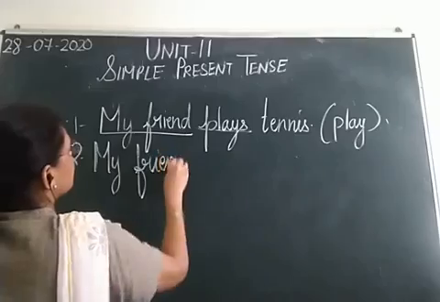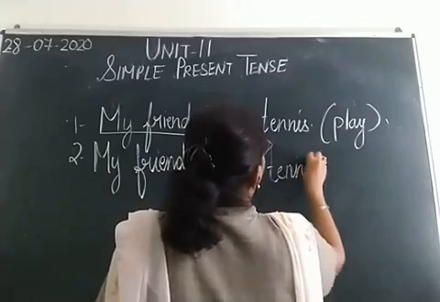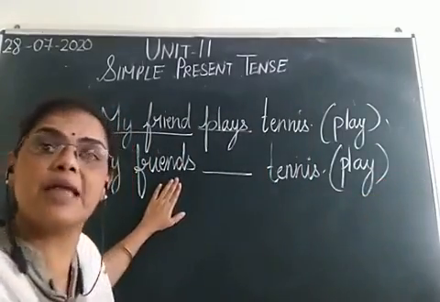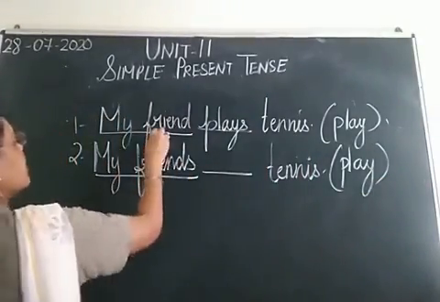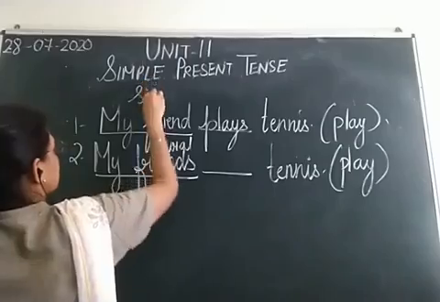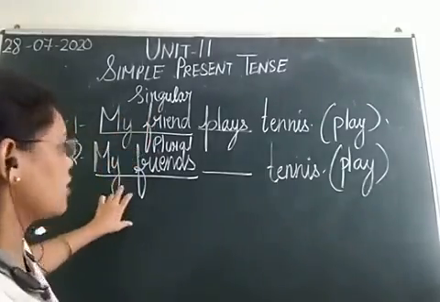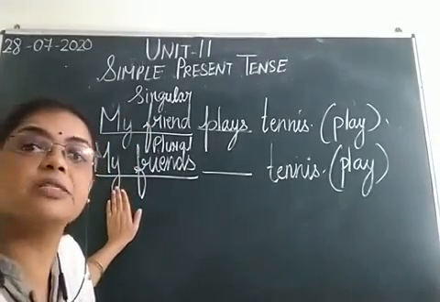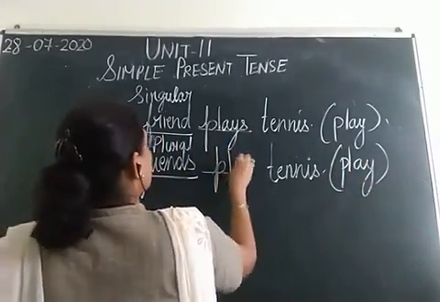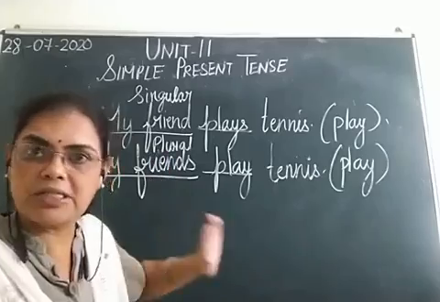My friends dash tennis. Now again we need to fill the same verb, but look at the subject. Here the subject is plural, whereas in the first sentence the subject was singular. You were talking about my friend, that is one friend of yours, fine. But over here you are talking about a plural subject, my friends. So you need to simply add the root form of the verb without adding s or es. I hope now this is clear to you.